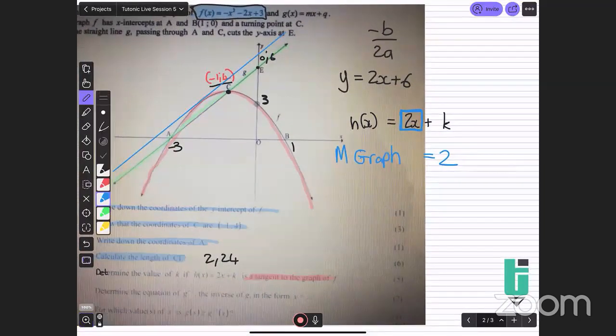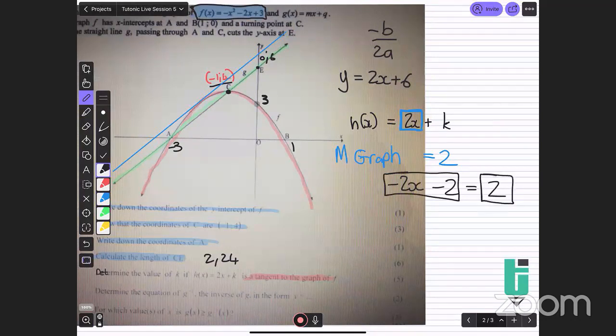Do you guys see it now? The derivative is just minus 2x minus 2, right? That's the derivative. But I'm saying it's equal to 2. This derivative is equal to 2. And when I say it's equal to 2 and I solve for x, that's going to tell me the x value where my gradient is 2.